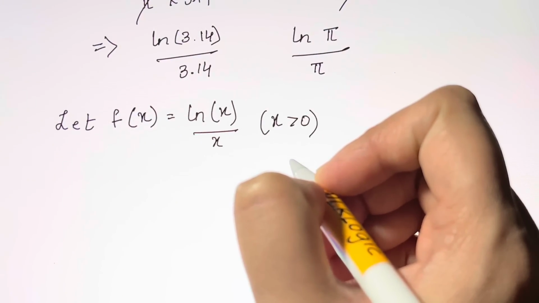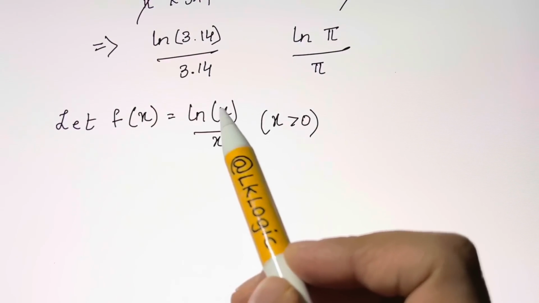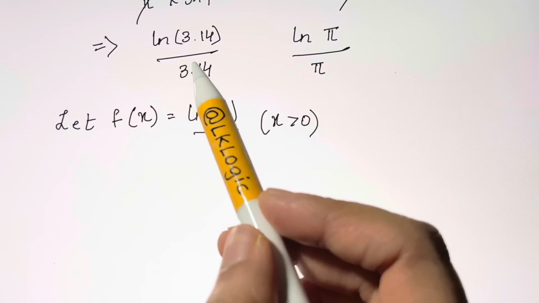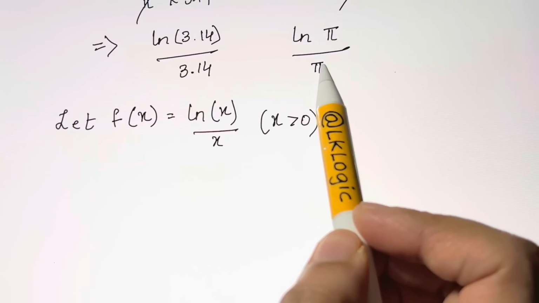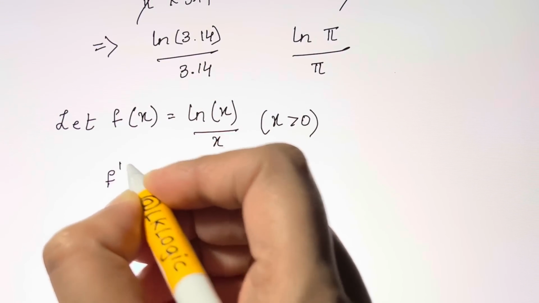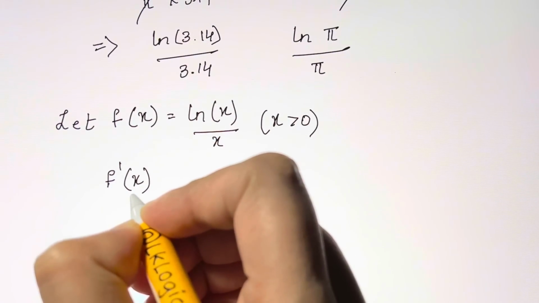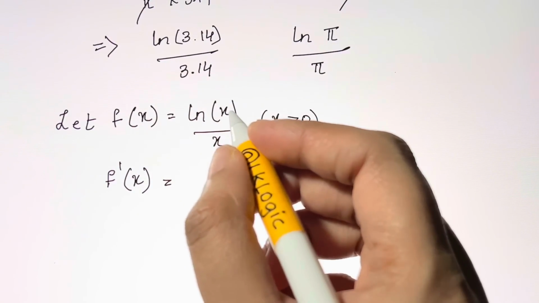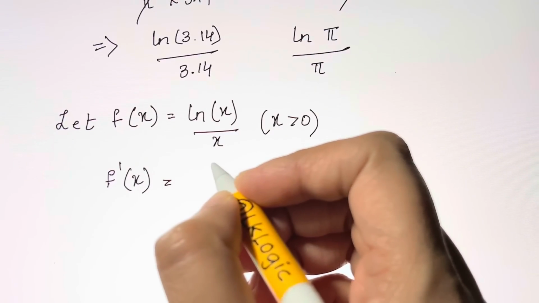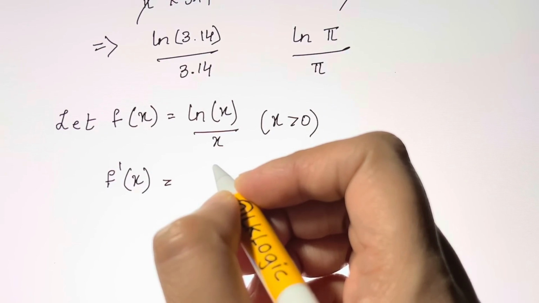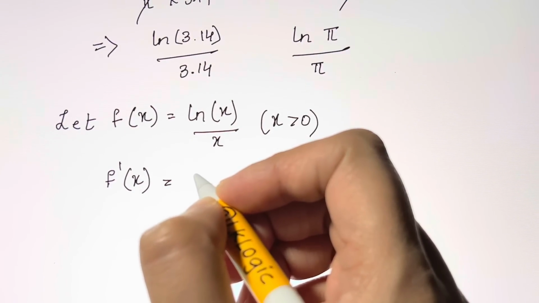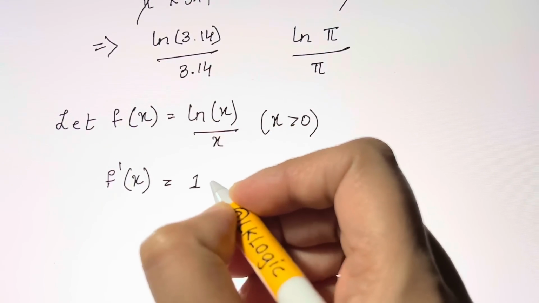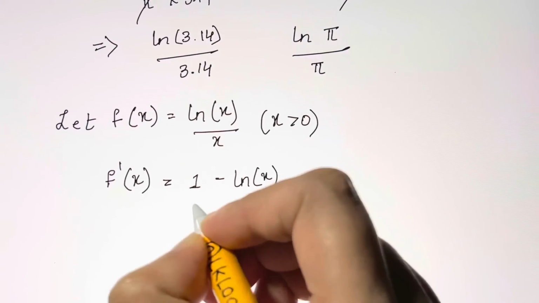So is this function increasing or decreasing? If it is increasing, of course the left hand side is smaller. If it is decreasing, the right hand side is smaller. So what do we do here? We differentiate the function. So f dash of x equals the derivative of natural log of x, which is 1 over x, times what's there in the denominator, x, minus natural log of x, the numerator, times the derivative of x, that is 1, divided by x squared. So we have 1 minus natural log of x divided by x squared.